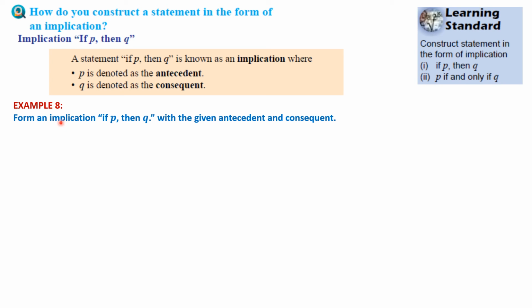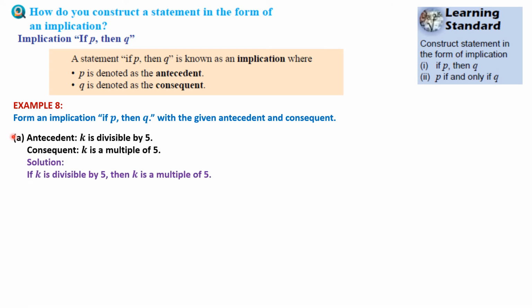Okay, we look at the example first. Example 8. Form an implication if P then Q with the given antecedent and consequent. So we look at question A. If I give you the antecedent, K is divisible by 5, and the consequent, K is a multiple of 5, how do you combine the antecedent and consequent to form an implication? You can combine like this. You look at the learning standard here. If P then Q. Okay, so you can combine like this.